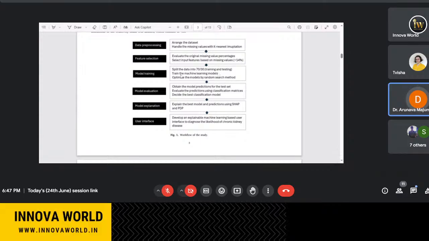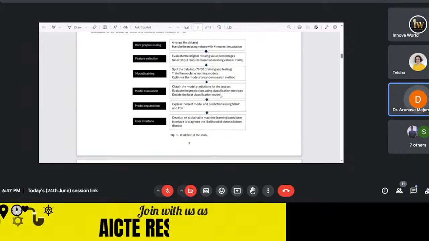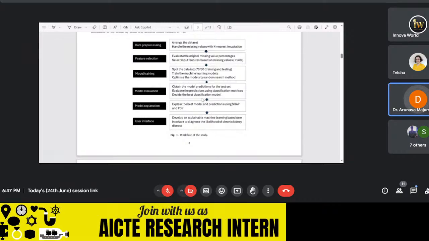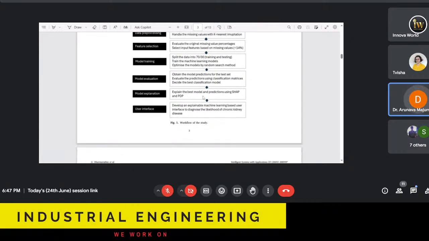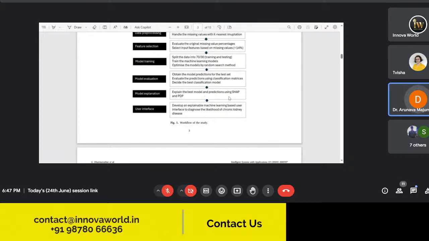Then model training. So what is the percentage? 70/30 training and testing: 70% for training and 30% for testing are used. Then model evaluation. Obtain the model predictions for the test set, evaluate the prediction and classification. Then model explanation. Explain the best model, that is, which model is the best.